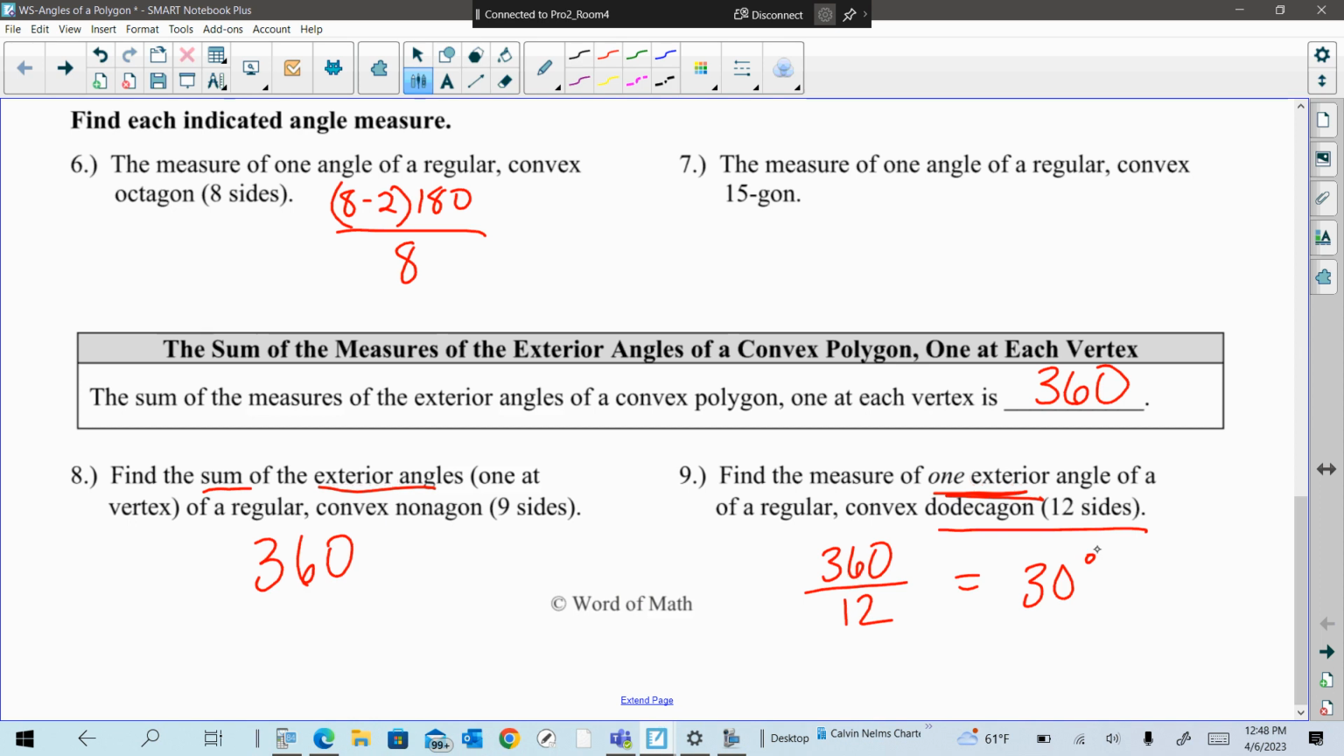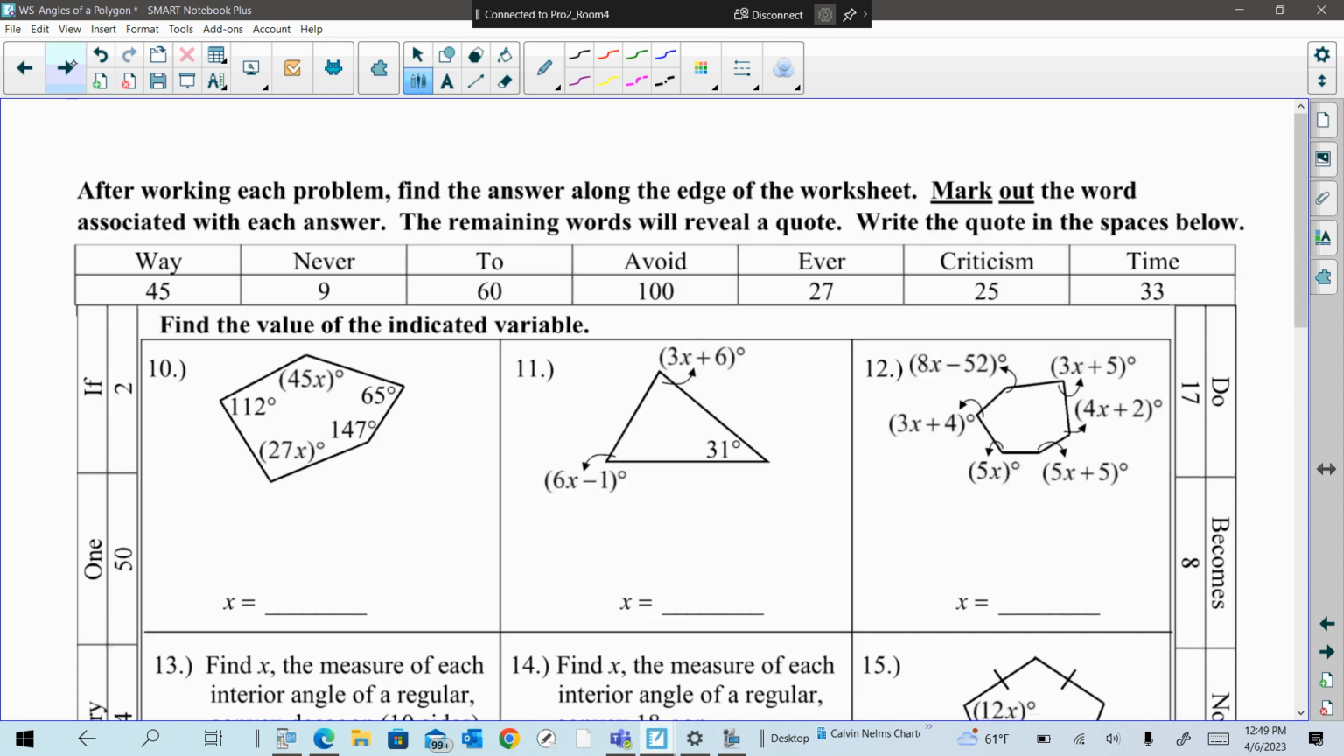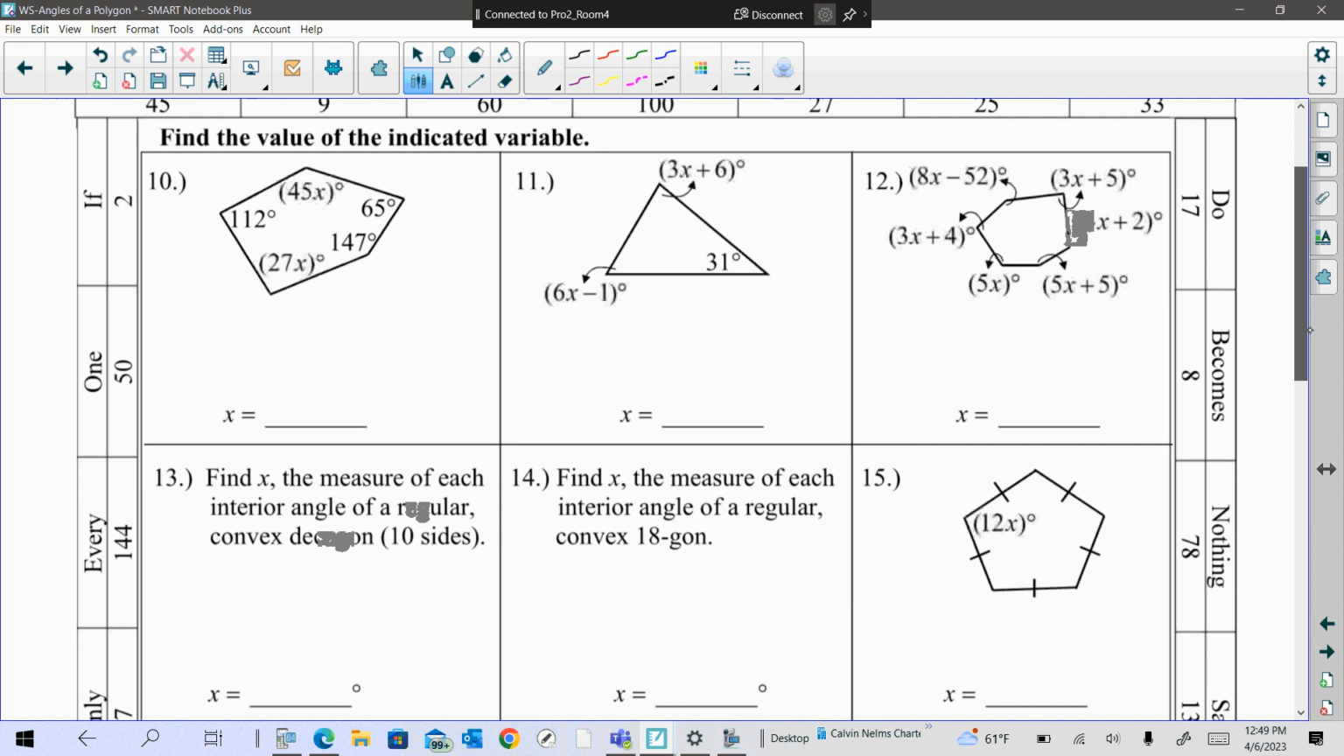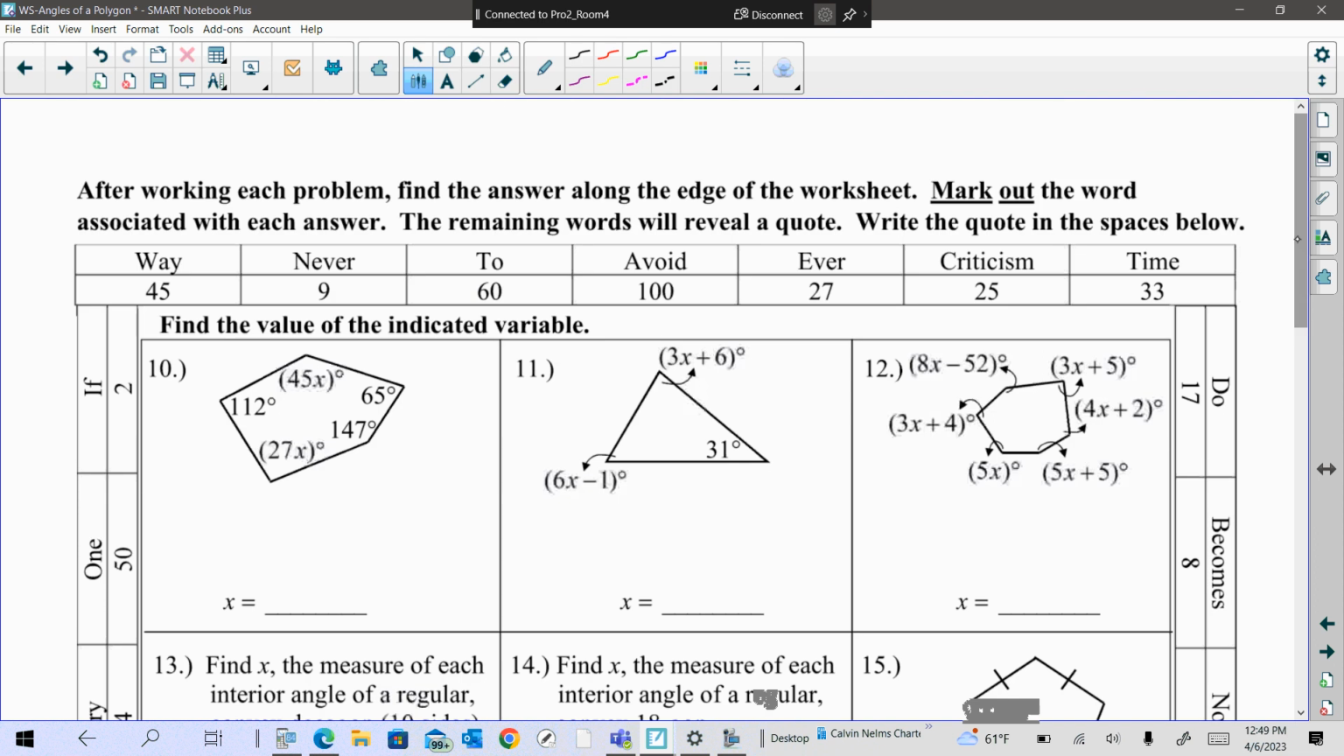Now, on the back, we have a mixture of problems that correlate with these formulas, and they give you an answer bank. If you look on the back here, we're going to work out each problem and find the answer along the edge of the worksheet. The border of the worksheet has answers to our possible problems. You will mark out the word associated with each answer, and the remaining words will be our answer to our quote.